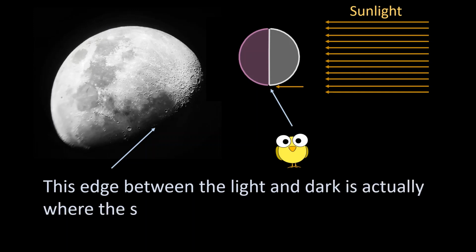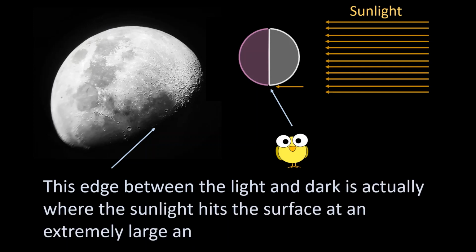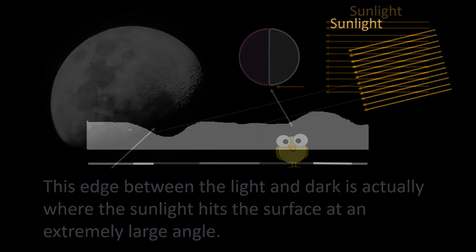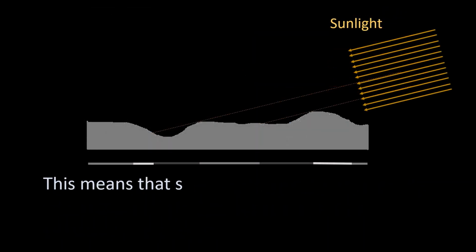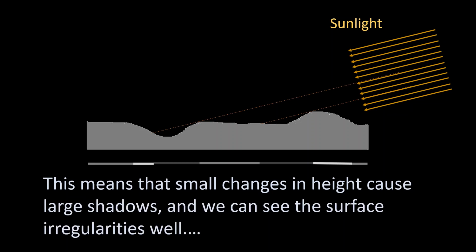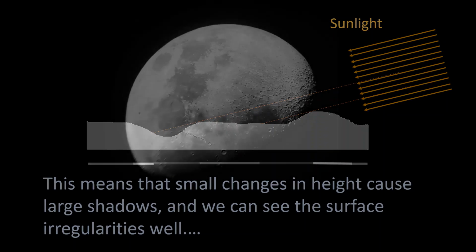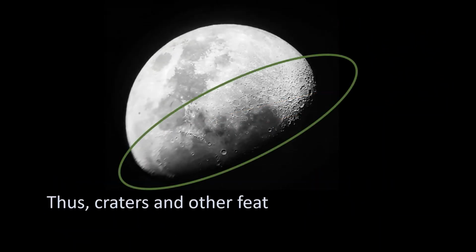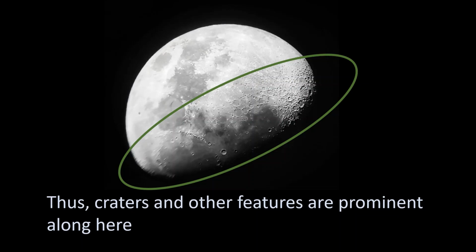The edge between the light and dark is usually where the sunlight hits the surface at an extremely large angle. This means that small changes in height cause large shadows, and we can see the surface irregularities well. Thus, craters and other features are prominent along here.